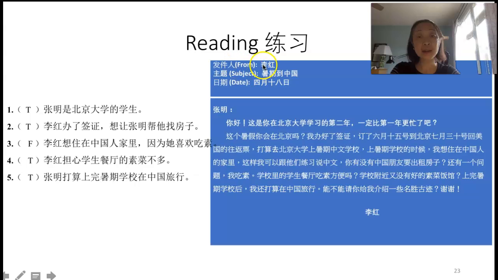好，发件人李红. So 李红 is the sender. 主题, subject, 暑期到中国. So goes to China during the summer. 日期4月18日. So April the 18th. 好，张明你好，这是你在北京大学学习的第2年，一定比第1年更忙了吧. So this is the second year you have been studying at the Peking University. You must be busier than the first year. 好，所以 you refers to 张明. So 张明 is currently studying at the Peking University. 好，这个暑假你会在北京吗? Are you in Beijing this summer?